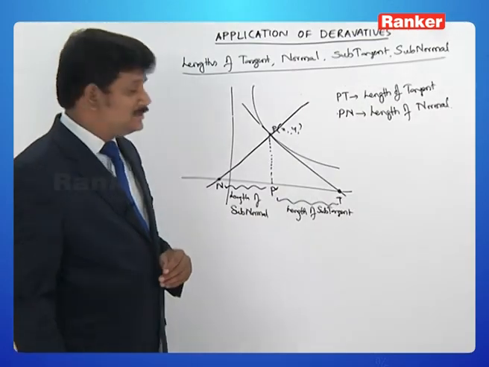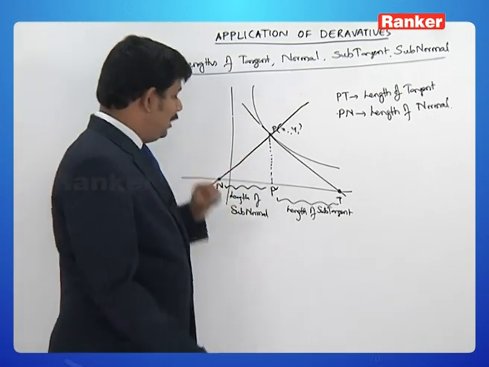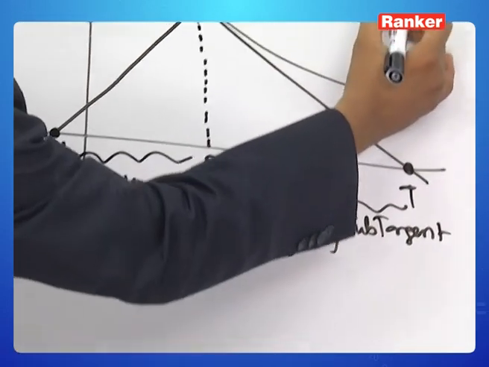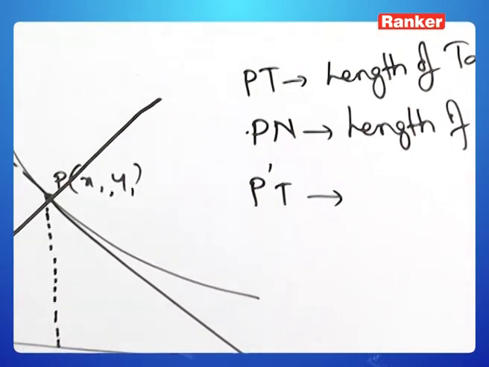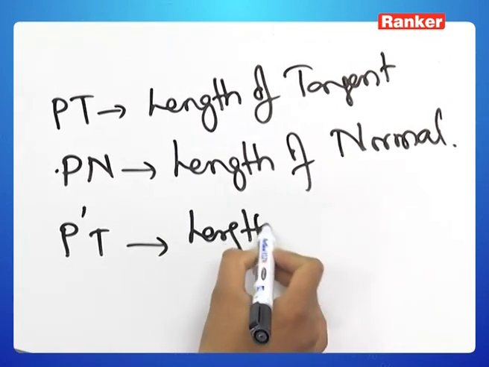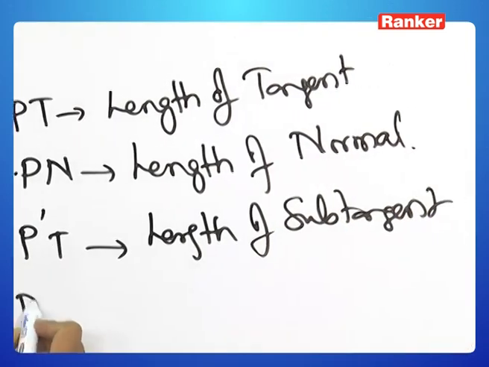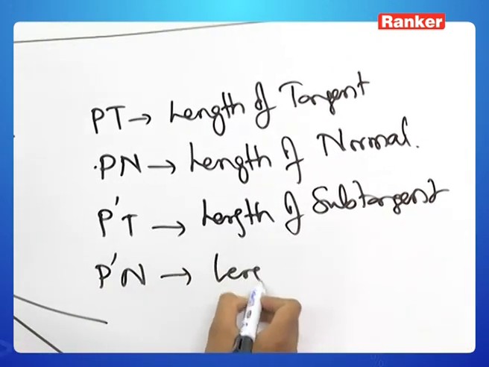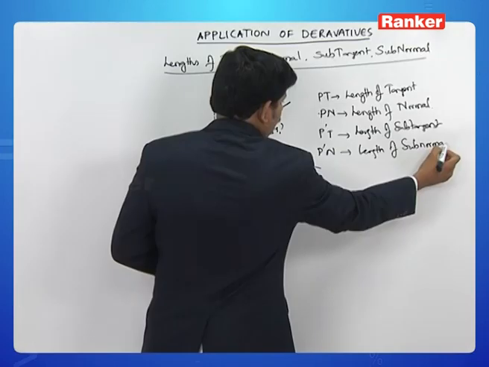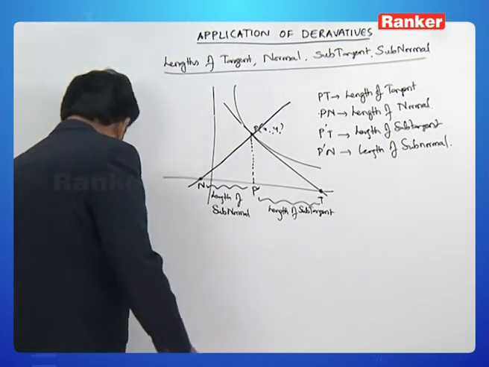So subtangent and subnormal are projections of tangent and normal on x-axis respectively. So P dash T, where P dash is foot of the perpendicular from P onto x-axis, is called length of subtangent, and P dash N is called length of subnormal. Let's exercise all these terms once again.